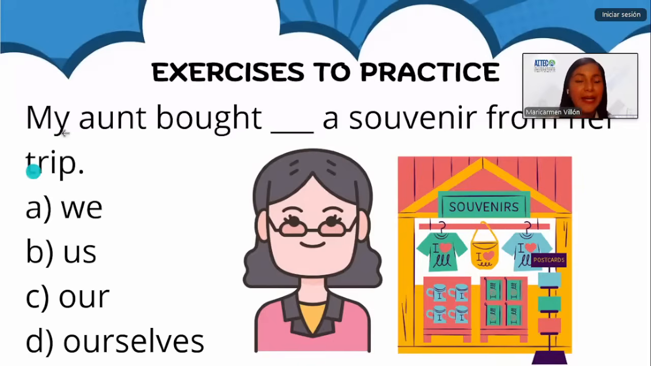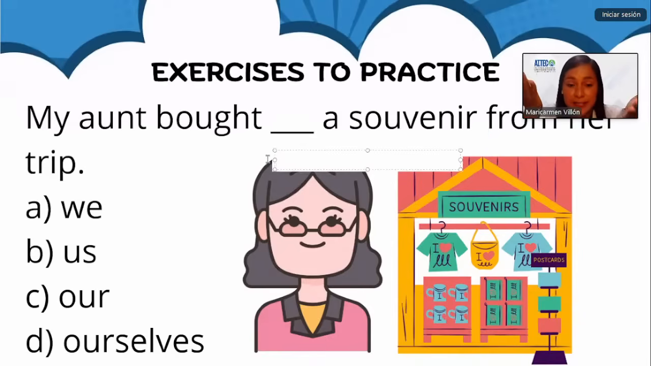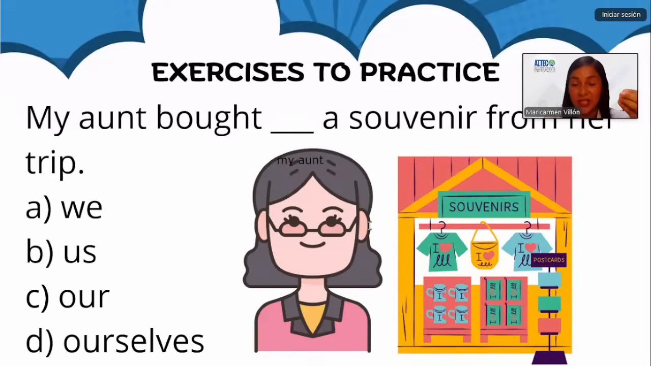Pay attention to this one now. It says, my aunt bought a souvenir from her trip. All right, we have the subject. Who's the subject in this sentence? My aunt. What's the action? What's the verb? Buy, but in past, the past of buy is bought. Right? What is the direct object? Souvenir. All right? But who receives the action? Who receives this souvenir?